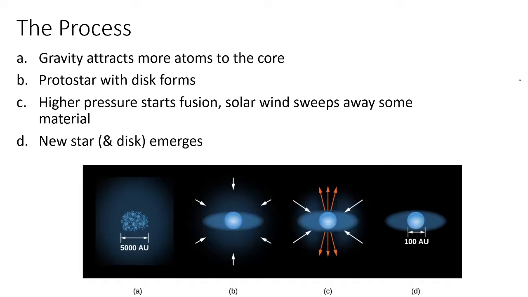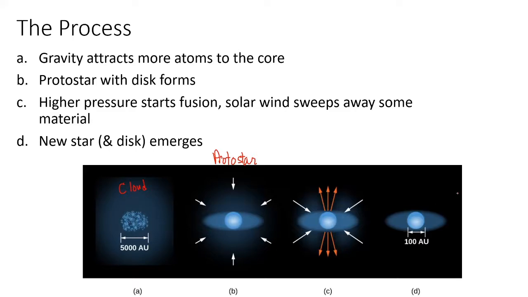So here's the process. Gravity, so if we look at the interstellar dust cloud, here's the cloud. It can start to attract, and those clumps can attract each other and attract more atoms to the core. And then we have what's called a protostar. And it has a disk around it, which is going to be very important in our story here. We're going to look at its whole lifetime, from birth to death.